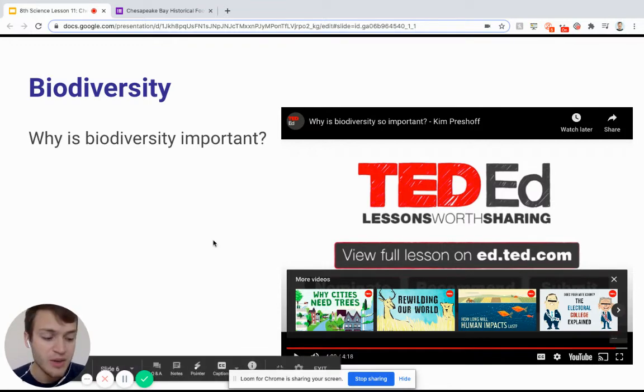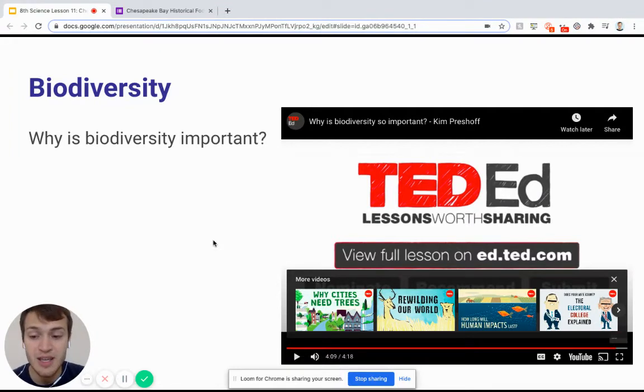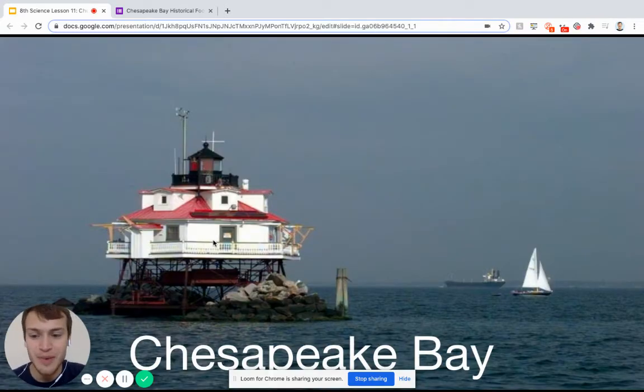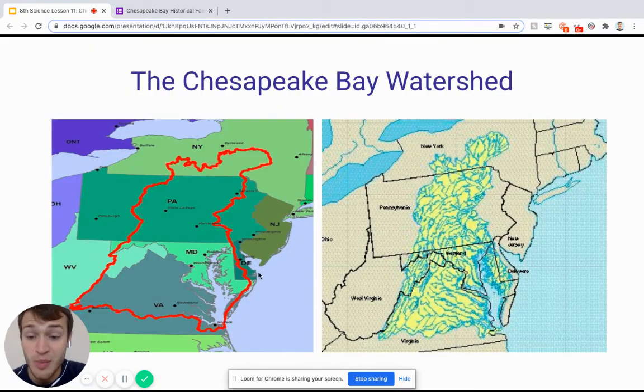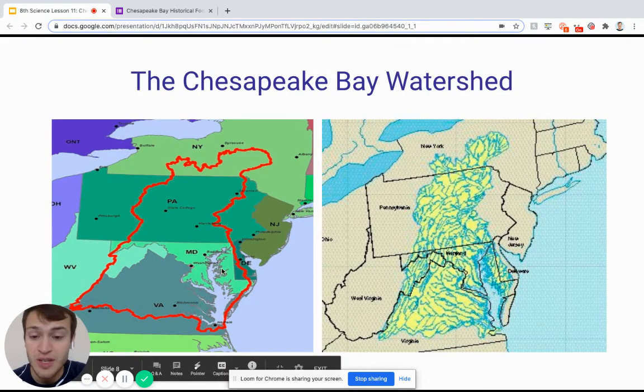All right, so biodiversity is an idea that's going to be important for Chesapeake Bay later. So without further ado, let's talk about Chesapeake Bay. So this is Chesapeake Bay. This is sort of one spot from which you can see Chesapeake Bay, but Chesapeake Bay is this really big bay between Virginia and Maryland.